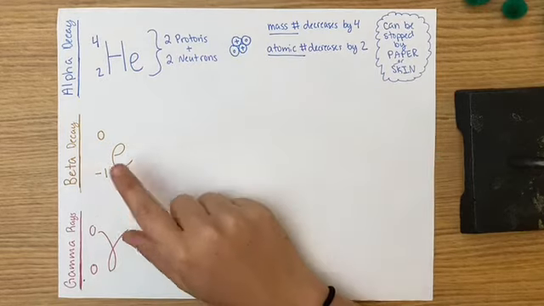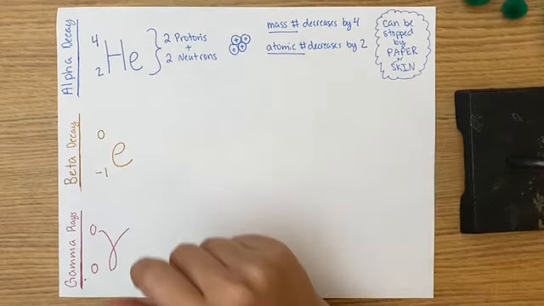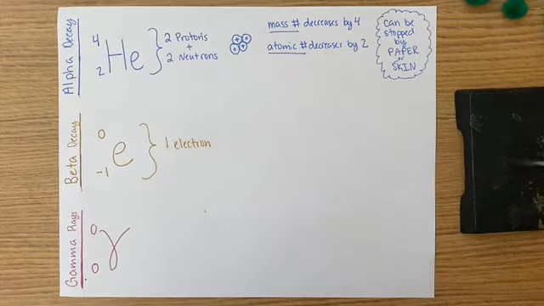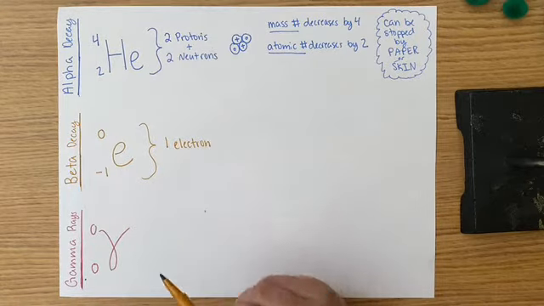Now we're going to talk about beta decay. This is the symbol for beta decay. A beta particle is just an electron. That's why its symbol is an E.